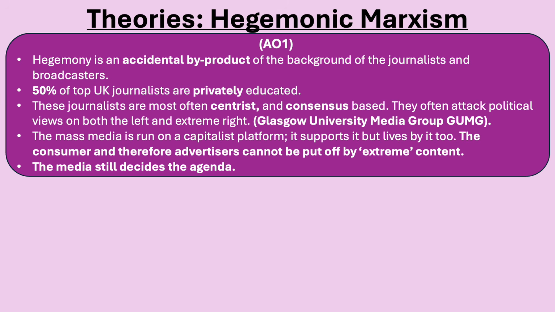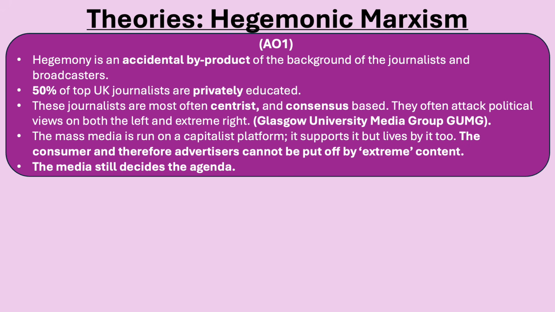Next, we have hegemonic Marxists. So, unlike instrumental Marxists who say, no, the whole sole purpose of journalists is to protect the interests of the ruling elite, hegemonic Marxists argue that it is an accidental byproduct because of the background of the journalists and broadcasters. And like we said, 50% of the top UK journalists are privately educated. So that is how this will come into play. Like, it isn't intentional of ignoring other narratives or other people's lives or pushing these certain agendas. It's just a consequence of their own views.